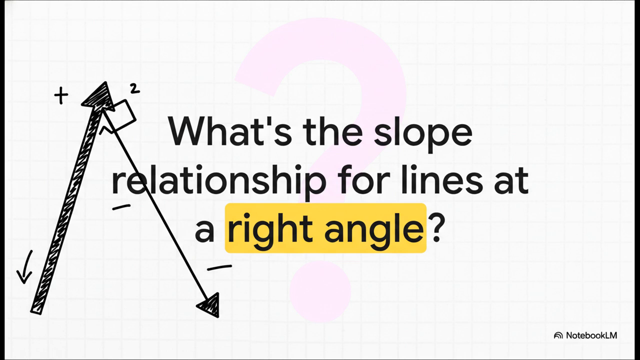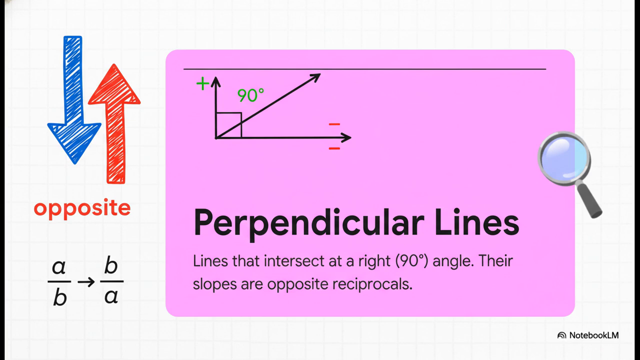What do you see? If one line is sloping up, the other one has to be sloping down to make that sharp corner, right? But it's not just about being positive or negative. There's another piece to the puzzle. And here it is, the secret sauce for perpendicular lines. Their slopes are opposite reciprocals. Now that sounds like a fancy math term, but it's actually super simple. Opposite means you flip the sign. Positive becomes negative, negative becomes positive.